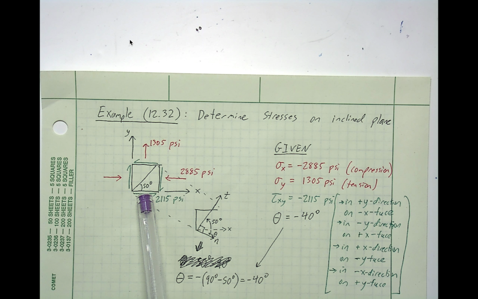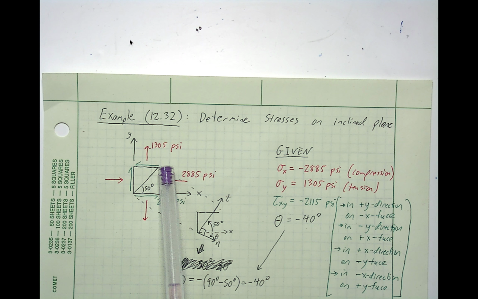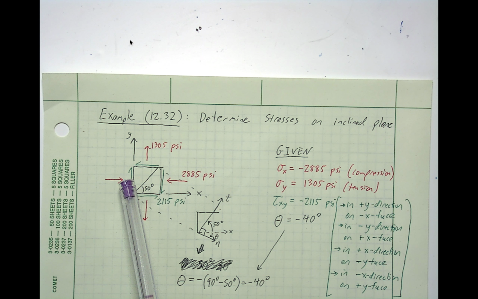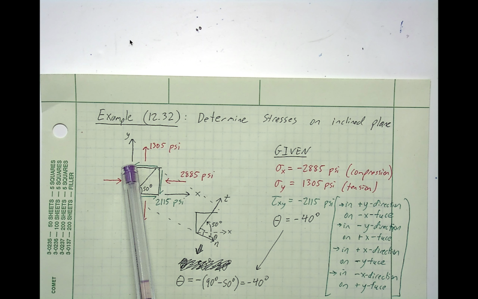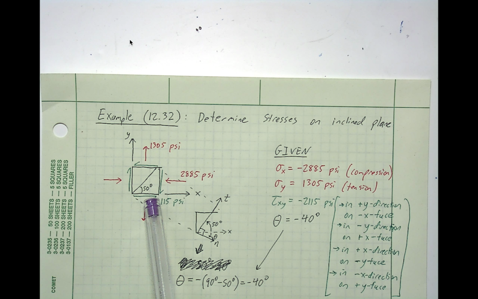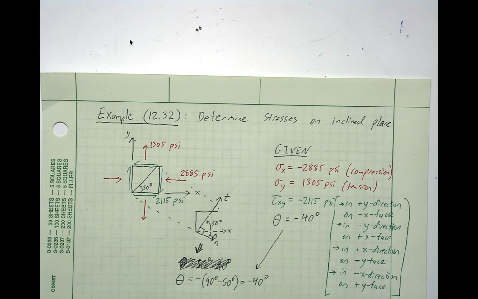If we go to the positive y face, this is in the negative x direction. The negative x face is in the positive y direction, and the negative y face is in the positive x direction. So all four sides have one positive, one negative. And again, the configuration of this shear stress, two sets of two arrows pointing together, is a result of equilibrium and must be true for our plane state of stress.